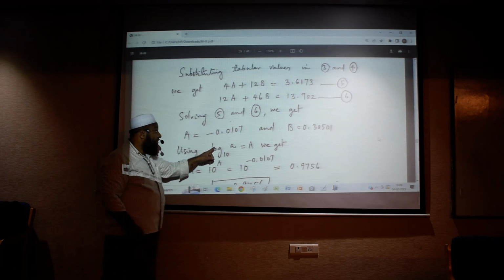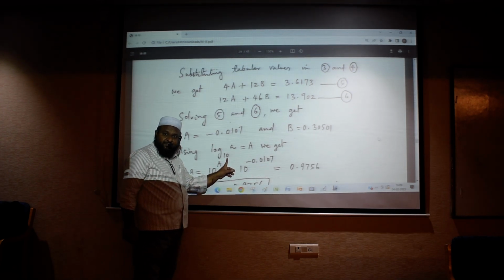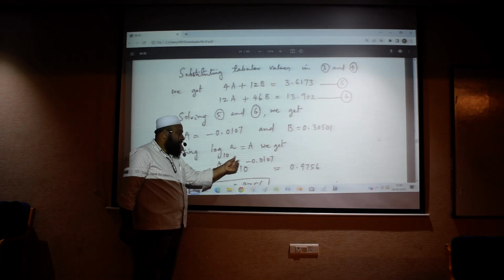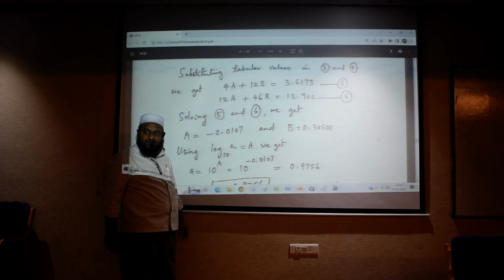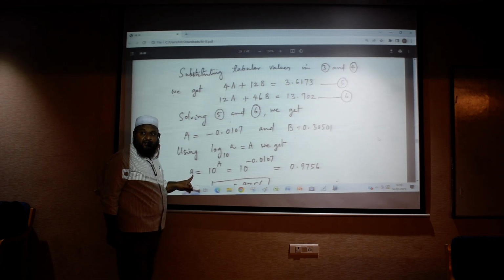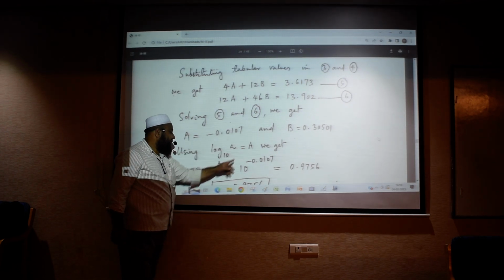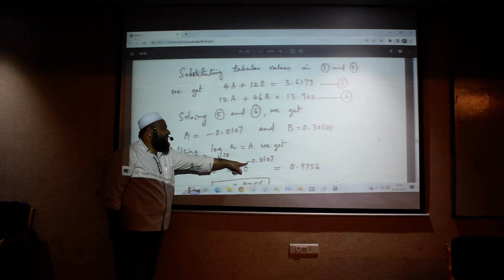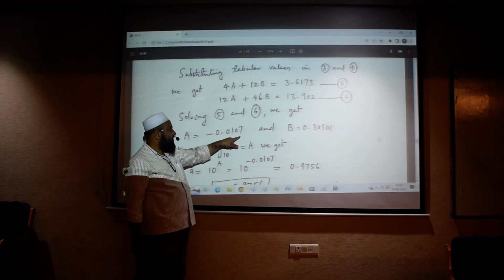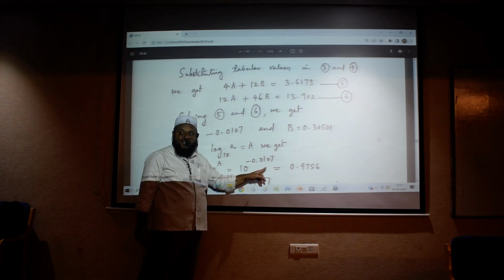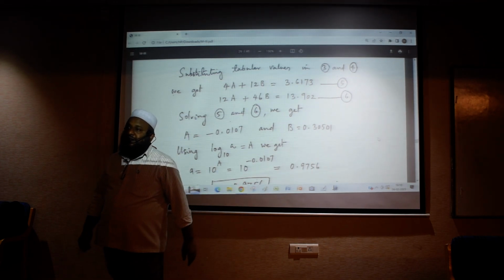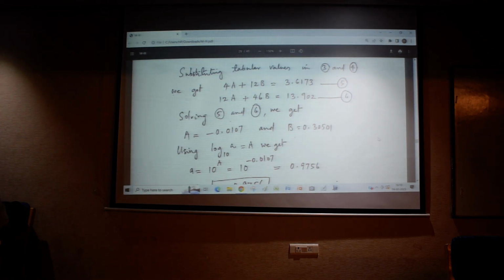But log small a base 10 is equal to capital A, so 10 to the power of capital A will be equal to small a. So small a is how much? 10 to the power of capital A. Capital A value is minus 0.0107. You can just calculate it from a scientific calculator. This value is coming as 0.9756.